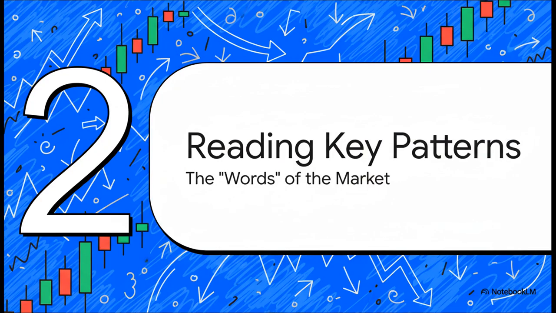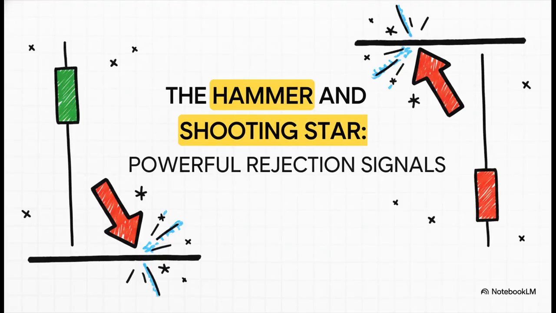Okay, so if single candlesticks are our letters, what happens when we start putting them together? Well, we start to form words. And these words are patterns that give us a much deeper story about who might be about to take control of the market. Our first couple of patterns are what I like to call rejection signals. They're super powerful. They basically scream that the market tried to go one way, but got violently pushed back.